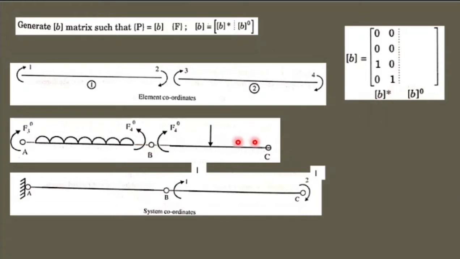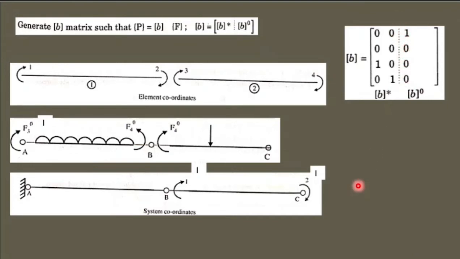Now what is the next force? F3. Now you have to apply 1 kilonewton force at F3. What will be your answer? If you are applying 1 kilonewton force at F3, this will be 1, 0, 0, 0. So you got the beta matrix as 1, 0, 0, 0.